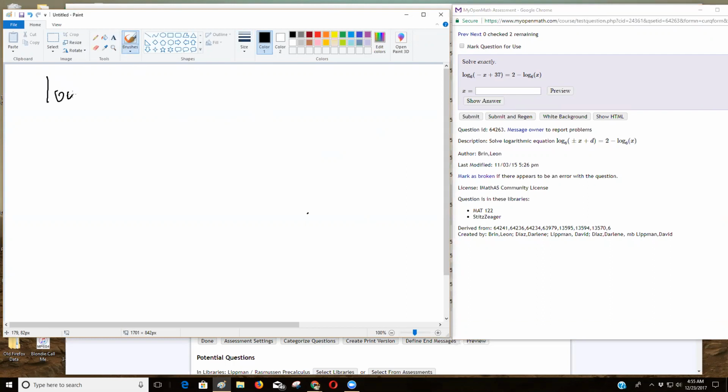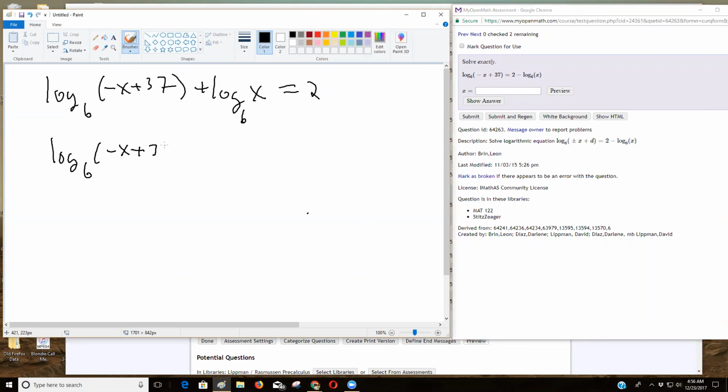Let's see. So I've got log base 6 of negative x plus 37. And if I add the log x, the single log x to both sides, that gives me this expression equals 2. And then if I remember my log properties, where if I have two logarithms of the same base, and I'm adding them, I can just multiply the arguments. That becomes log base 6, negative x plus 37 times x. That equals 2.